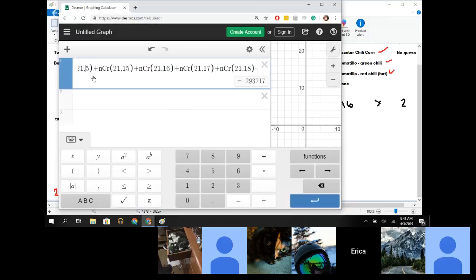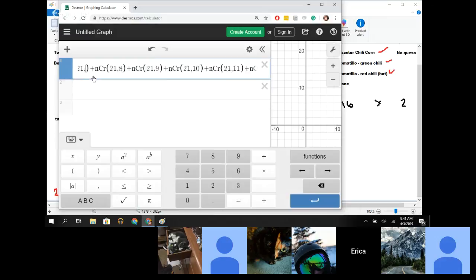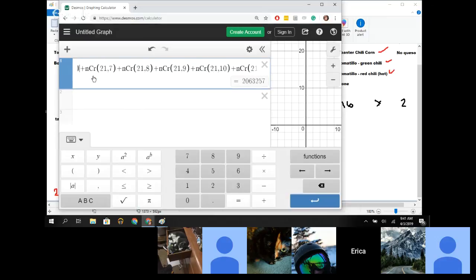15, 14, 13, 12, almost there. 11, 10, 9. This is riveting math right here. Sometimes that's what math is, right? Just a lot of typing. 6, in theory this next one should be 5, and then 4.